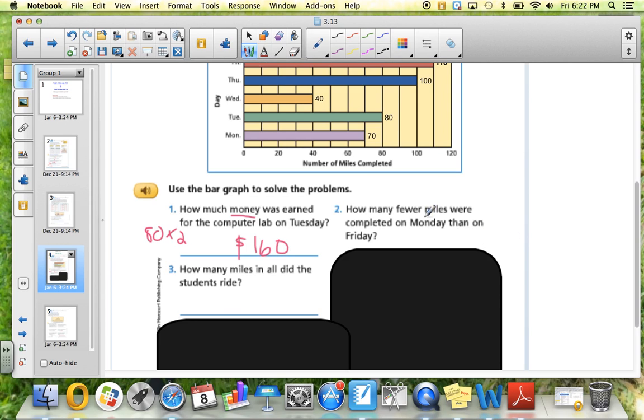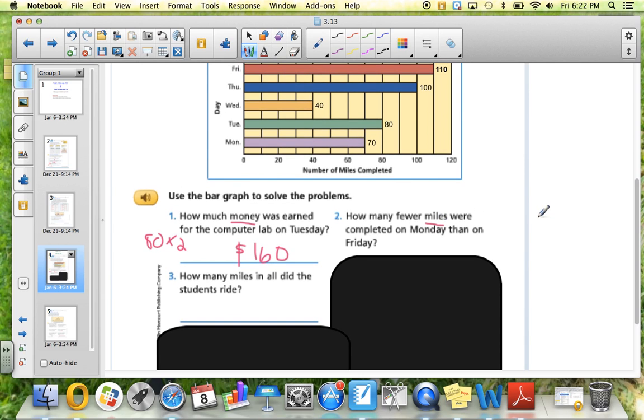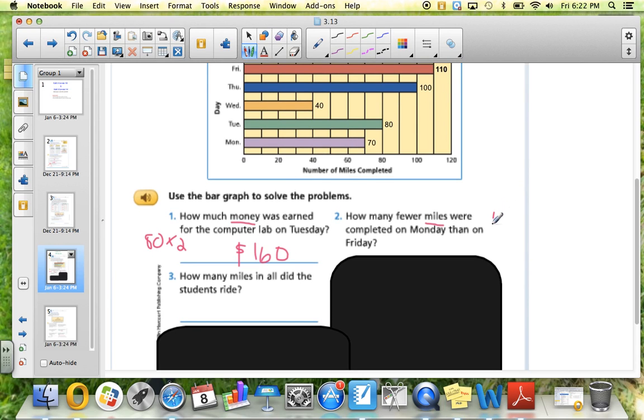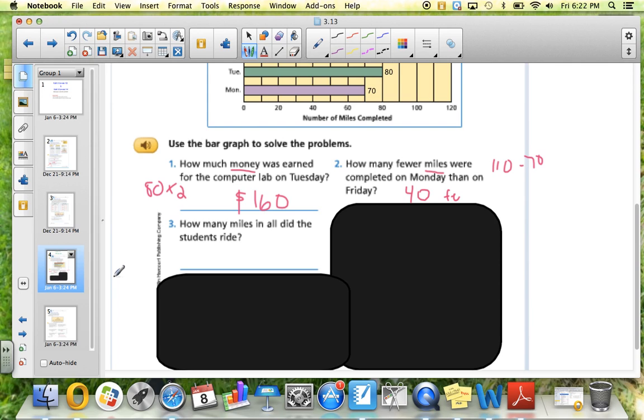Number 2, how many fewer miles were completed on Monday than Friday? So this is asking us for miles, so we're not going to have to multiply anything. Monday there was 70 and Friday 110. So what we're going to do is subtract 110 minus 70 and find our answer of 40 fewer miles. And you would write out fewer miles.